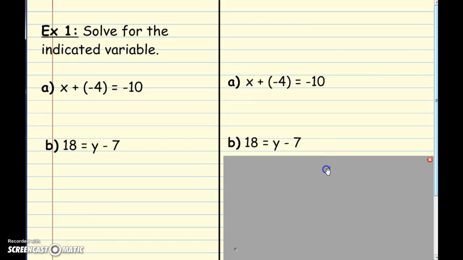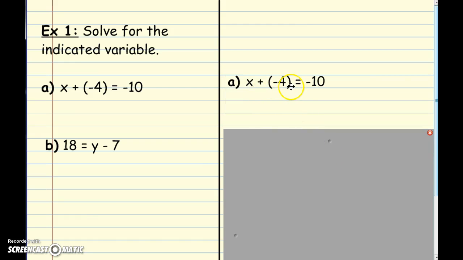In the first equation, again, we have x plus a -4 equals -10. The first thing that I'm going to do is draw a line straight down to remind myself I'm going to keep everything on one side of this little red line or the other. When we talk about inverse operations, we talk about what undoes an operation. So what's the opposite of adding? If you said subtraction, that's right. So we're going to subtract whatever it is that's over here. So we're going to subtract a -4.